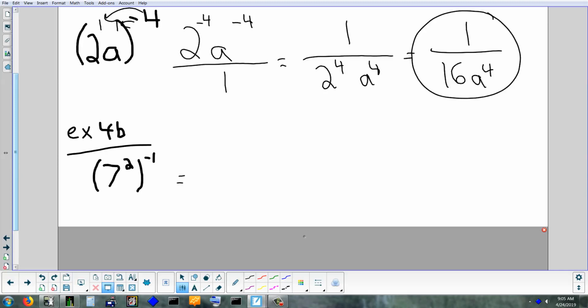So when I do power to a power, what am I going to get? Can someone tell me? Does my base change? No. What's my base? 7. That doesn't change. What's the exponent going to be when I do power to a power? Say it, Nicole. -2. -1 times 2 is -2. So I get 7 to the -2.